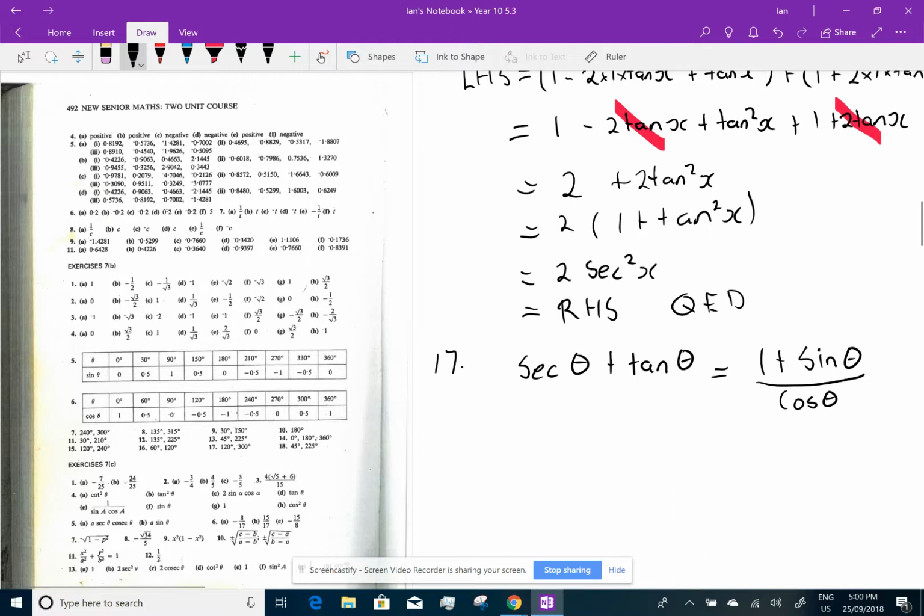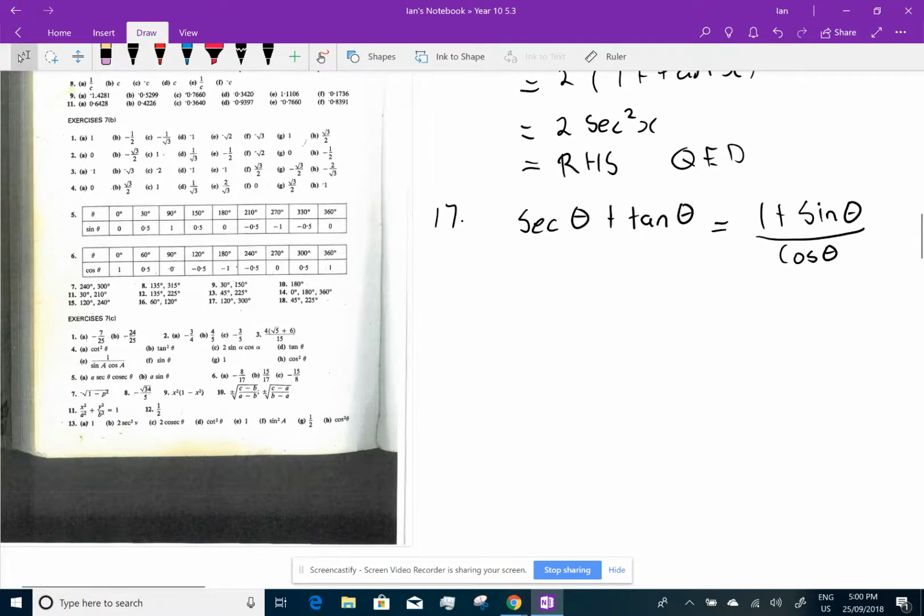Now again, I'm going to grab the left-hand side and make it look like the right-hand side. No, I'm going to take the right-hand side. It's really easy. So I'm going to take the right-hand side, and it equals 1 plus sine theta on cos theta.